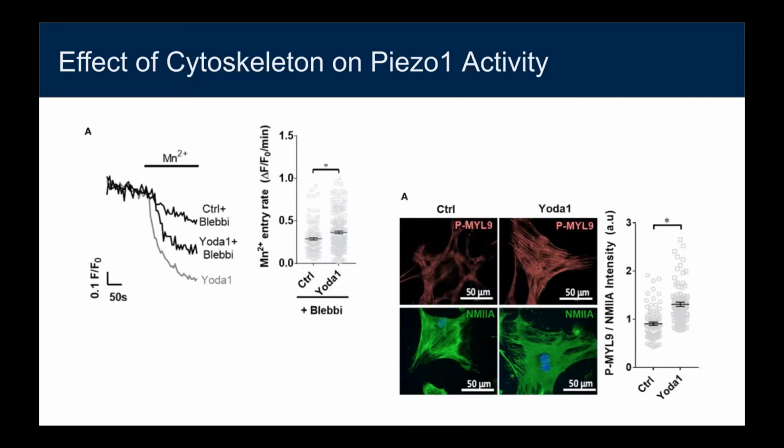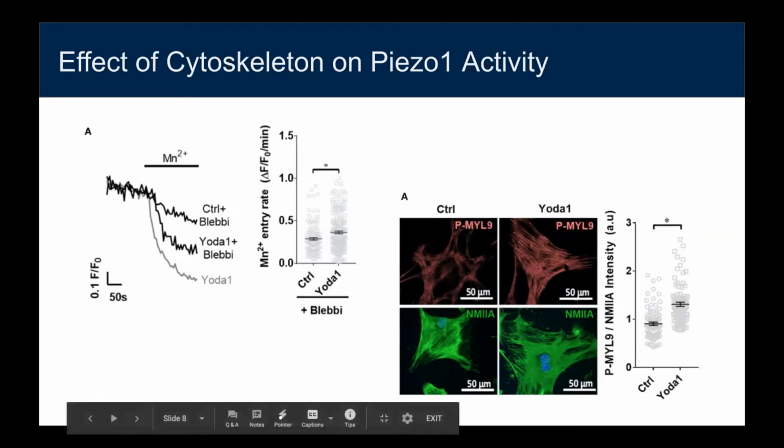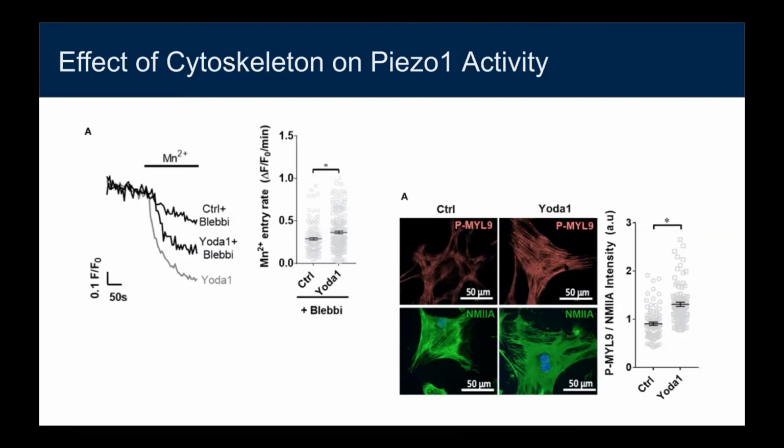And then in this other figure, they're showing that the intensity of myosin increases in the Yoda1 treated cells as opposed to the control cells. So when the piezo is active, there's an increase in myosin activity, in phosphorylated myosin activity, that is.